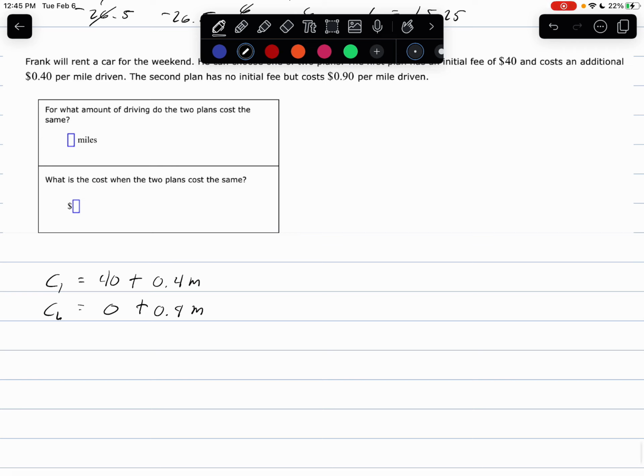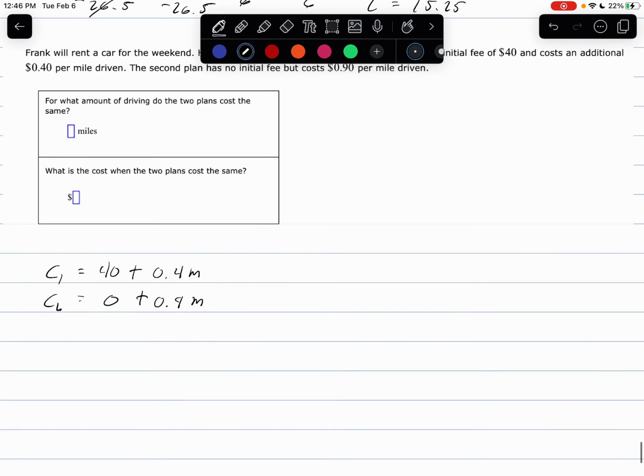But in this one, we have no initial fee, but we're going to have a much higher rate that we're paying as we go. So if we want to think about this logically, if you're going to drive a pretty short distance, it's probably a good idea to choose the second plan because there's no initial fee associated with it. So if you're going to drive a couple miles down the street, you wouldn't want to pay that $40 fee. But maybe you wanted to drive from New York to Los Angeles, probably the first plan is going to be the way to go. But let's figure out exactly when we switch from plan 2 being the most cost effective to plan 1 being the most cost effective, okay?